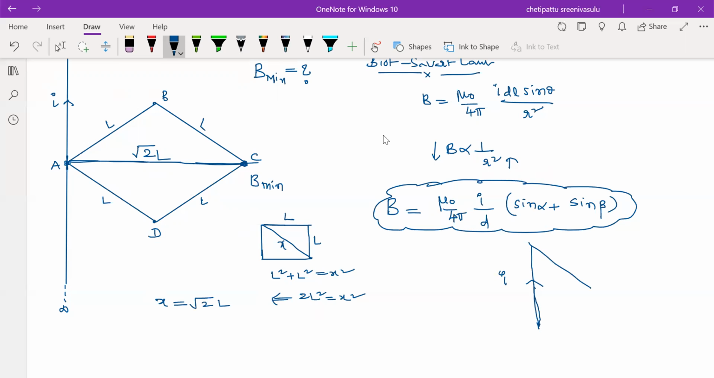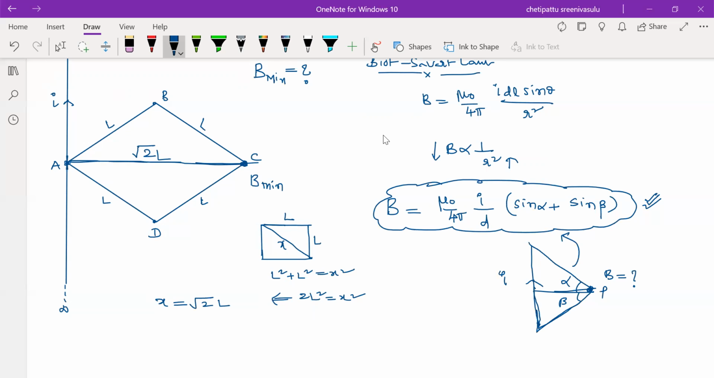For this conductor, at a point P, what is the magnetic field formula? This is alpha, this is beta. Now I current is passing. For the magnetic field at point P, this is the formula. Okay. So this is for an infinite conductor.